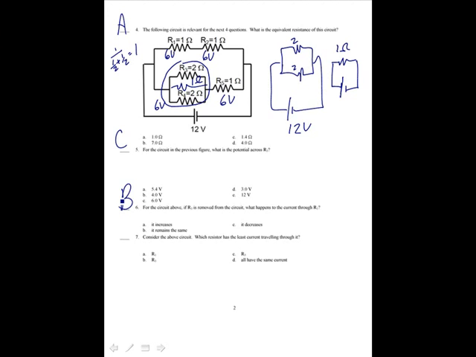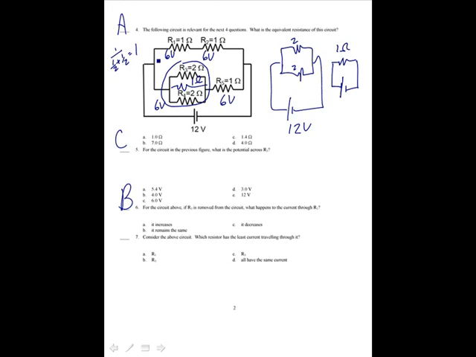Consider the above circuit. Which resistor has the least current through it? Is it R1, 3, or 5? All right, well, R1, 3, or 5. Well, we can just look at the numbers here.